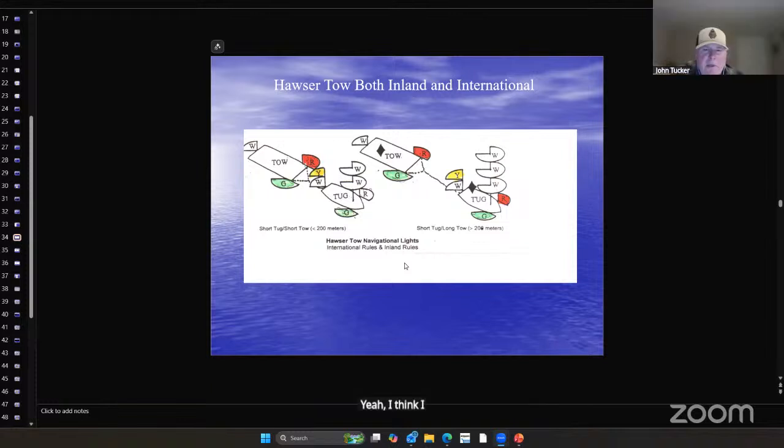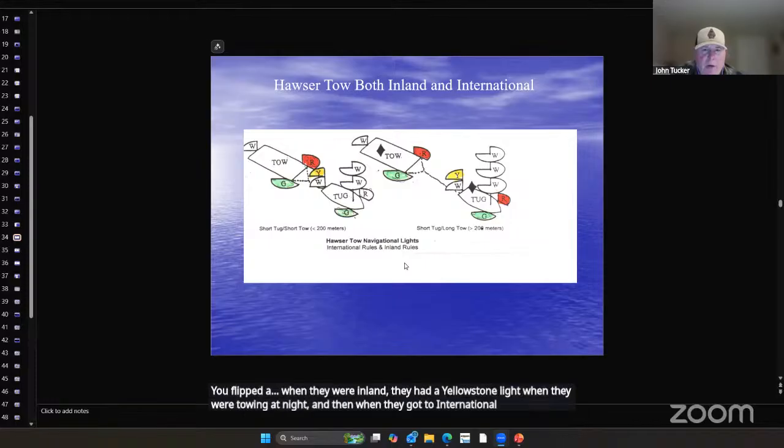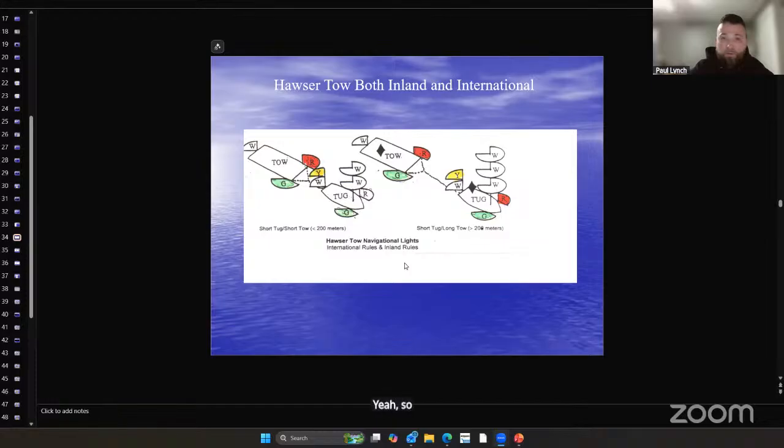Yeah, I think I got something confused, because I think last time you flipped when they were inland, they had a yellow stern light when they were towing at night, and then when they got to international water, they flipped it to white. Didn't we talk about that last class? Yeah, that was a pusher tow and a hip tow, which I'm going to go over again. Yeah, the towing is a little tricky.